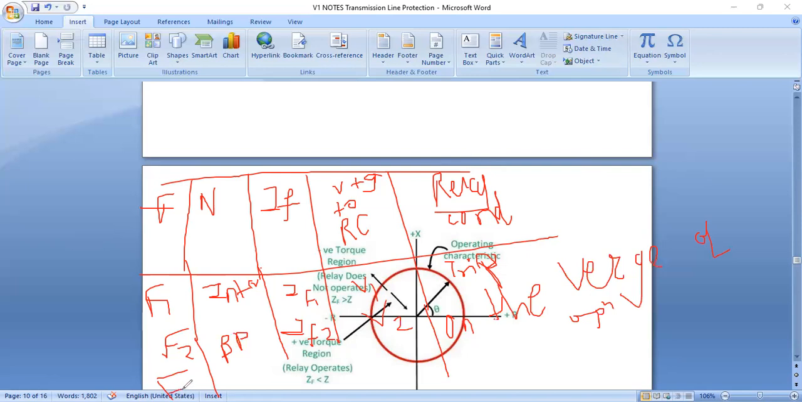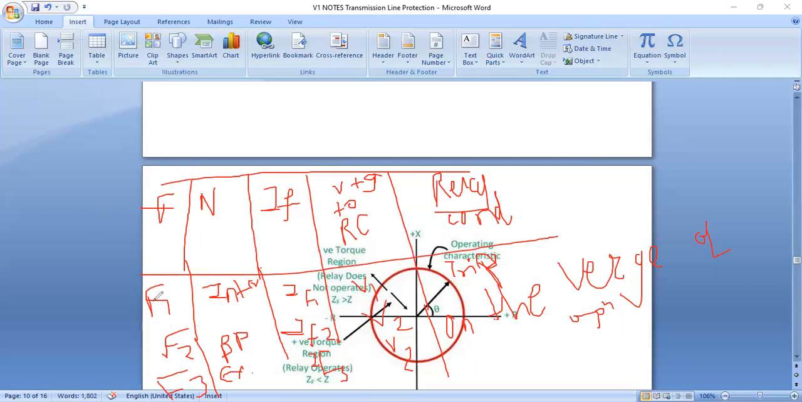Last one, F3. So for F3, it is an external fault, IF3, then the voltage to the relay coil is V3, and it should not operate. What is the relay condition? Should not operate.